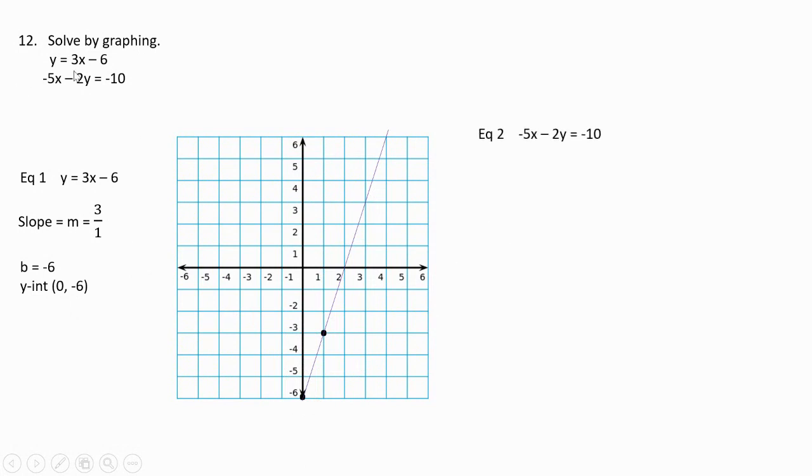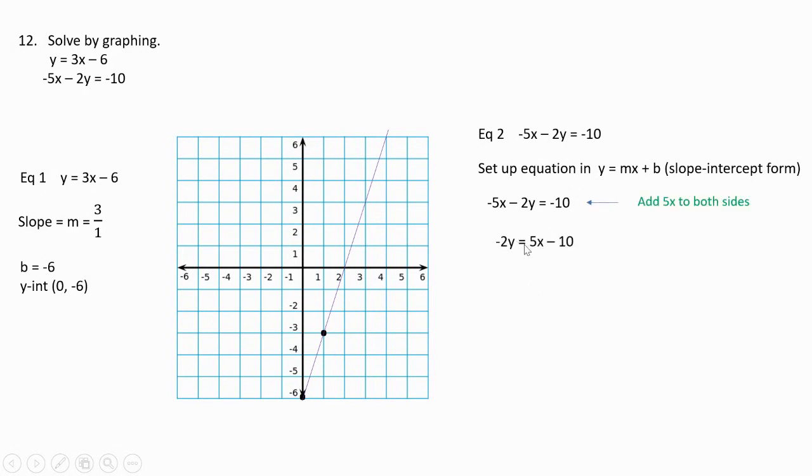Now, for equation number 2, which is -5x minus 2y equals -10, you can do it two ways, right? You can do it by finding the x and y intercepts. But in this case, I'm going to put it in slope-intercept form and use the same method as equation number 1. So -5x minus 2y equals -10 is not in proper form, so I have to solve for y. My first step, I'm going to add 5x to both sides. So it's going to give us -2y equals 5x minus 10. Then I'm going to divide both sides by -2.